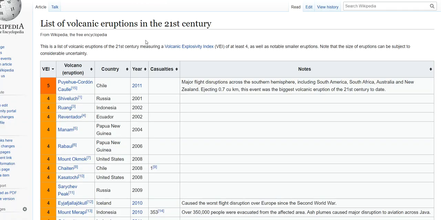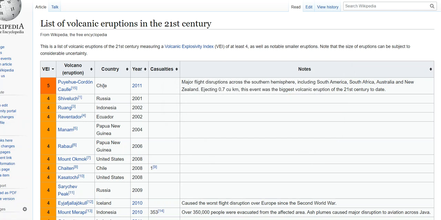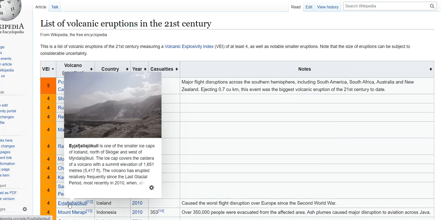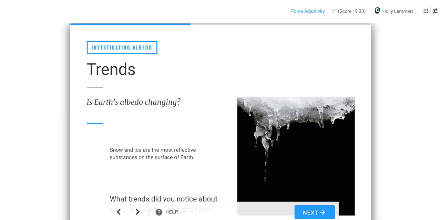Okay, one more slight diversion. That made me think that was in 1991. So I was wondering what other volcanic eruptions have happened. And here we go with a volcanic explosivity index. In Chile, 2011 was the last big one. And then, I don't know, just scrolling through here. Big props if you can pronounce that. All right, back to our lesson.